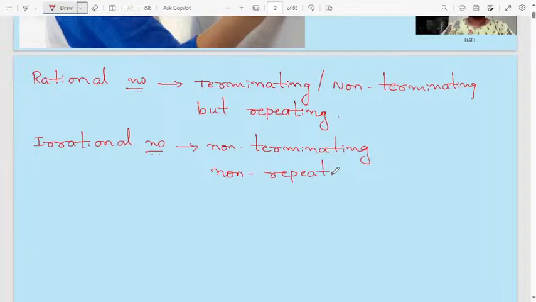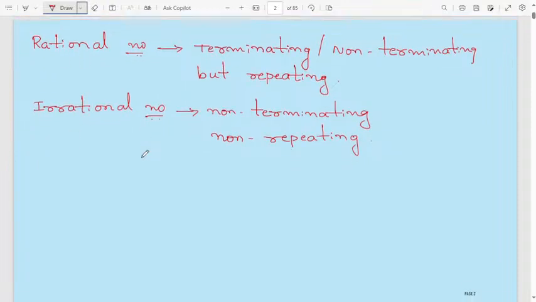Yesterday someone asked what is meant by the difference of terminating and non-terminating. Terminating means you will get the definite value of a decimal. Non-terminating means you will not get the exact number. Then here the values do not repeat in irrational numbers, while in rational numbers the values may repeat.